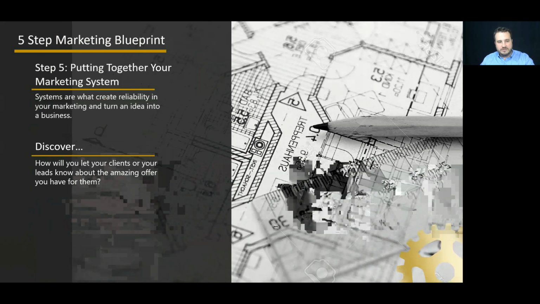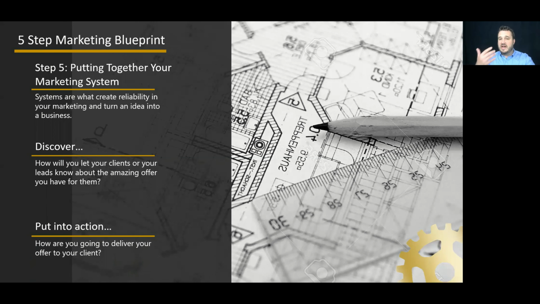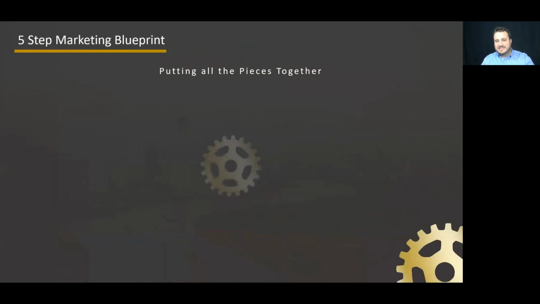So first off, in your system, we're going to go through the discovery. So how are you going to let your clients or your leads know about the amazing offers that you have for them? So what's the system and the structure with which they're going to discover your offer? And then putting that offer and that sale into action. So how are you going to deliver this to your clients and what is that going to look like? So essentially, all of the pieces revolve around your client. You've heard me reference it a few times that your client is the golden cog of your business.